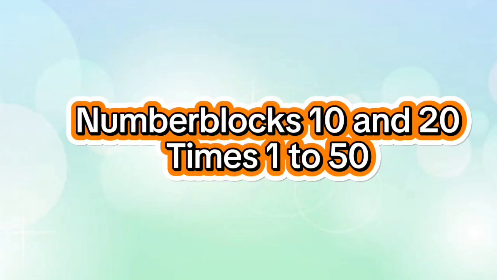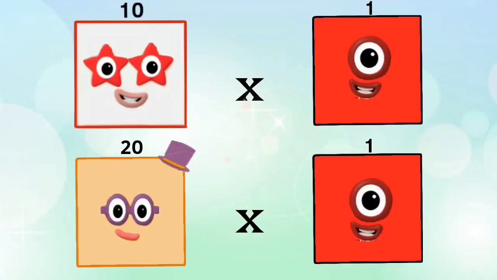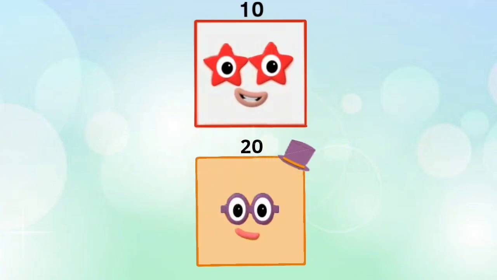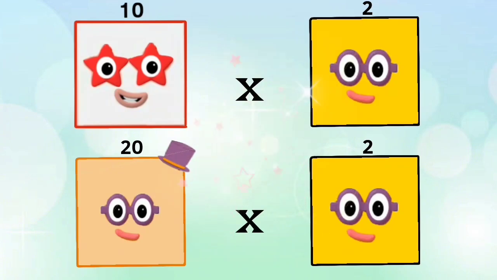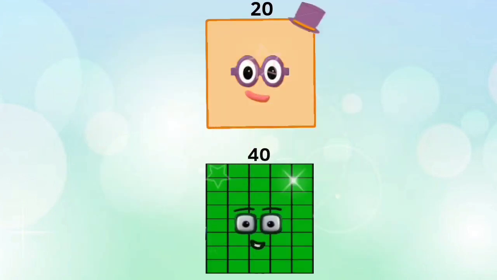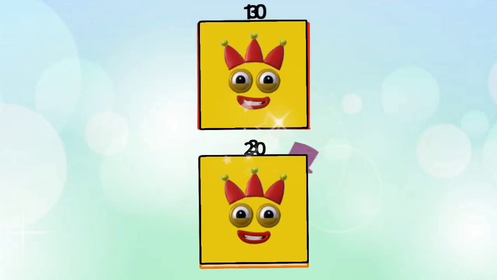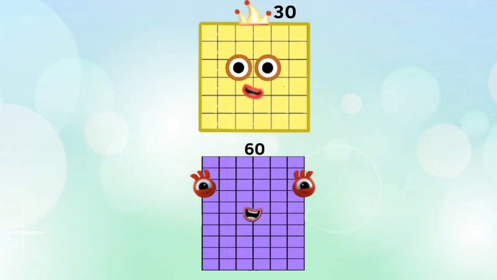Number blocks 10 and 20 times 1 to 50. 10 and 20 times 1 equal 10 and 20. 10 and 20 times 2 equal 20 and 40. 10 and 20 times 3 equal 30 and 60.